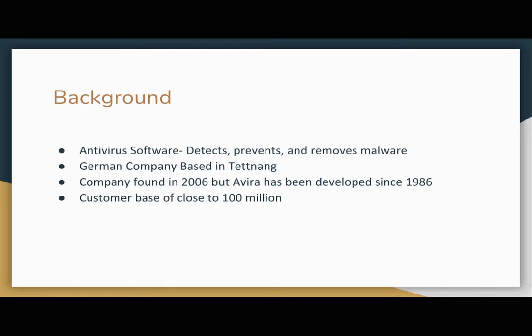Avira is a German-based company. It's based out of Tettnang, Germany. The company itself was founded in 2006, but the Avira antivirus has actually been in development since 1986, and it's got a very large customer base with about 100 million users, so it's a big player.